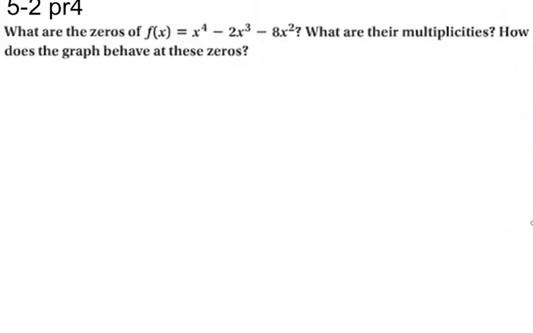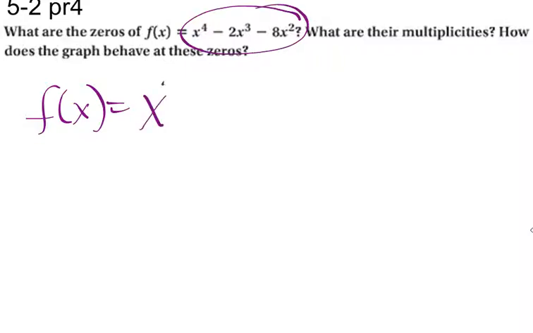Our last problem for review is problem 4 of 5.2. What are the zeros of f of x equals x to the fourth minus 2x cubed minus 8x squared? What are their multiplicities, and how does the graph behave at these zeros? So we have to factor this out. So we've got f of x equal, and all of these share an x squared. So I'm going to take out an x squared. So that's going to be x squared minus 2x minus 8.